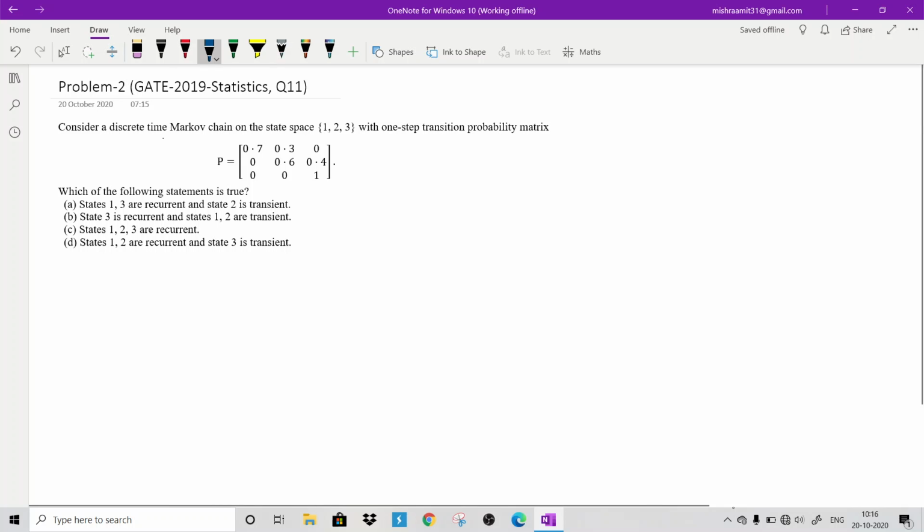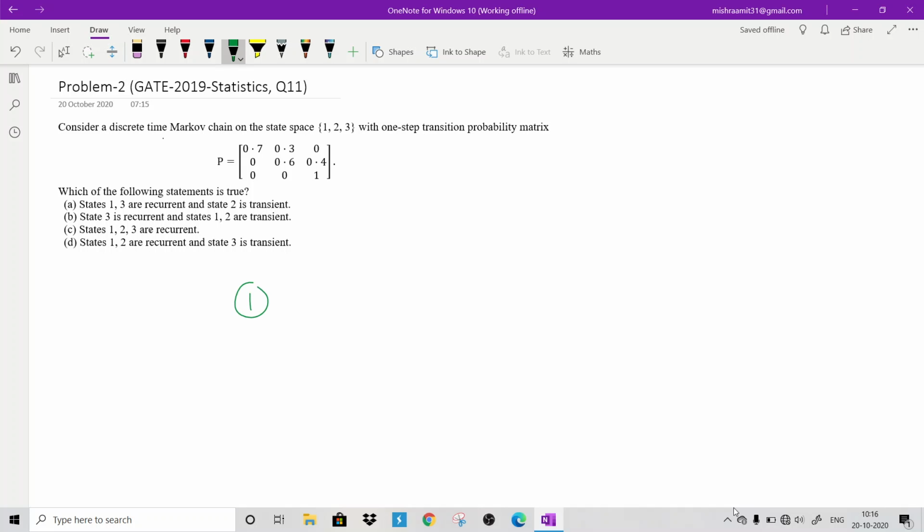States 1, 3 are recurrent and state 2 is transient; state 3 is recurrent, states 1, 2 are transient; states 1, 2, 3 are recurrent; states 1, 2 are recurrent and state 3 is transient. So actually it is asking about the nature of the states, whether they are transient or recurrent. That is the main question. First we see what the transition graph is. State 1, state 2 and state 3. So there are three states.